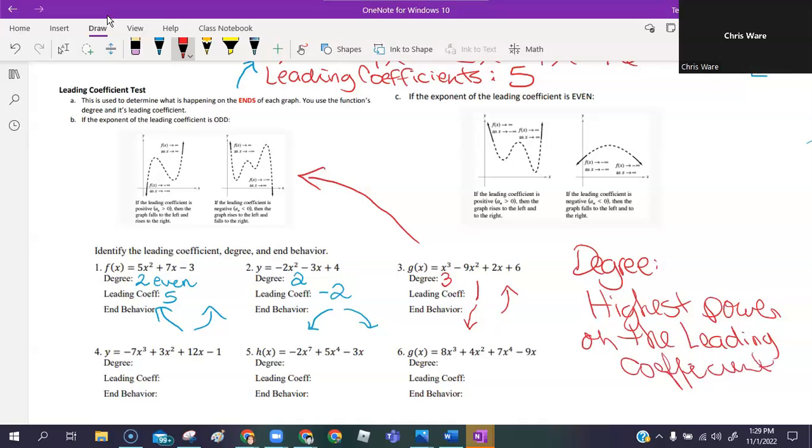I'm sorry. Do you see the little 3 up there, x cubed? Yes, ma'am. So therefore, it says if the exponent of the leading coefficient is odd, then I've got to go over there to the left side and figure out which one of those I'm doing. And then what do you do next? You look at the leading coefficient and see if it's positive or negative. And then it will tell you what's happening on the end behavior.